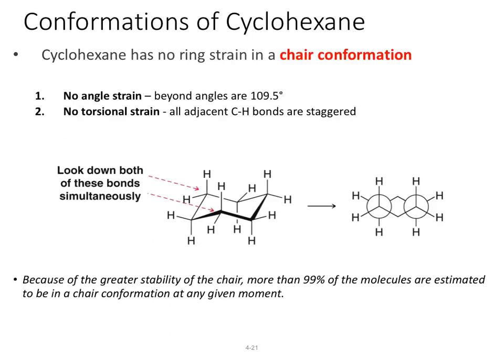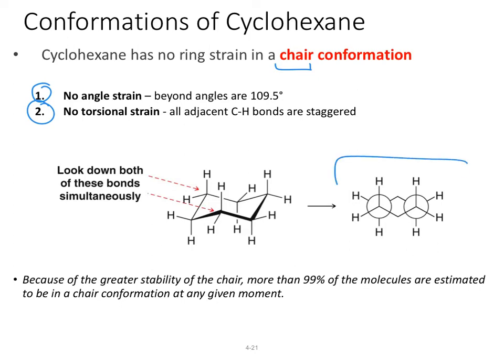Now cyclohexane is the one that we're going to really spend a lot of time working with. It is going to exist in what we call the chair conformation, and you're going to learn how to draw these. We're going to draw lots of chairs. In the chair conformation, there's no angle strain and no torsional strain.